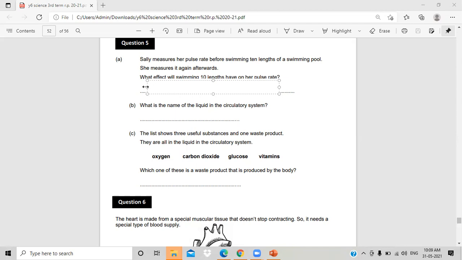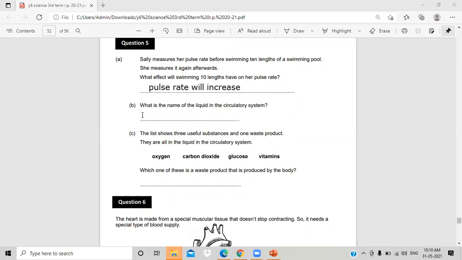Yes, yes. Okay, so what will happen to her pulse rate when she does any sports? Swimming, running, whatever. It will move faster. So pulse rate will increase. Pulse rate will increase. This is something that we already took last year and this year too.